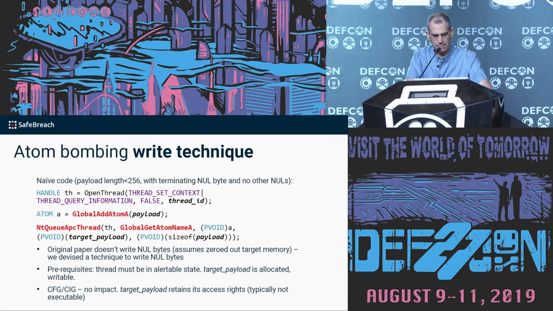The original paper doesn't support writing null bytes. It simply assumes that the target memory is zeroed out, which is the case because they chose to use a code cave. We devised the technique to write null bytes, and it's in our paper. The prerequisites are, again, that the thread must be in an alertable state and that the target payload is allocated and writable. As for CFG and CIG, there's no impact, of course.